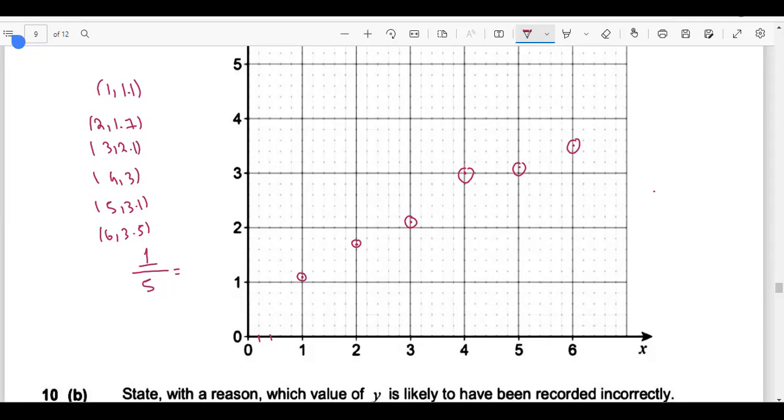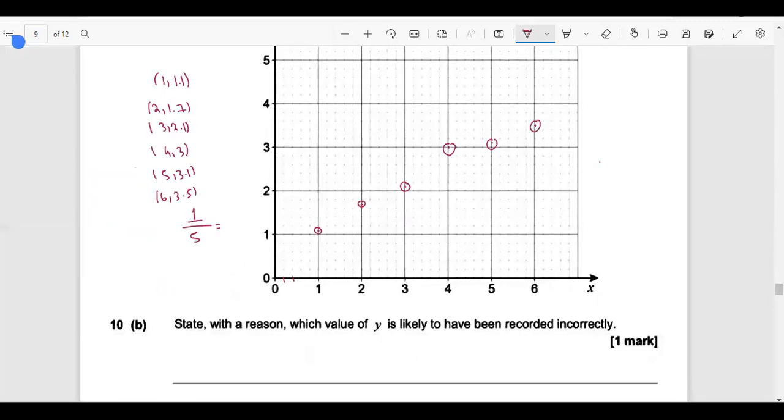Okay. Now the examiner did not tell you to make the line. He just said to plot the values on the graph. So this means you're not supposed to make the line. State with the reason which value of y is likely to have been recorded incorrectly.